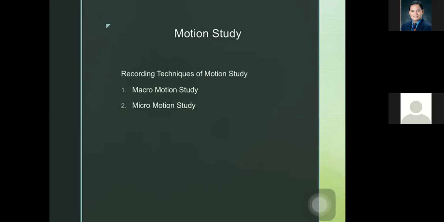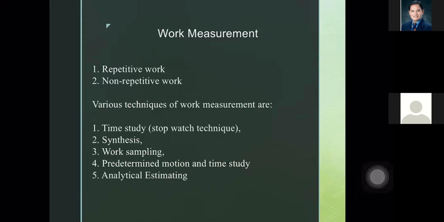Simultaneous motion cycle chart, or the SIMO chart, is a recording technique for micro motion study. A SIMO chart is a chart based on film analysis used to record simultaneously on a common time scale the group of therbligs performed by different parts of the body of one or more operators. We will proceed with work measurement. Work measurement is also called by the name time study.